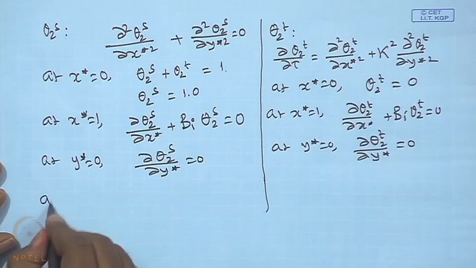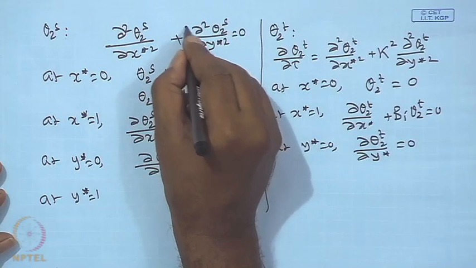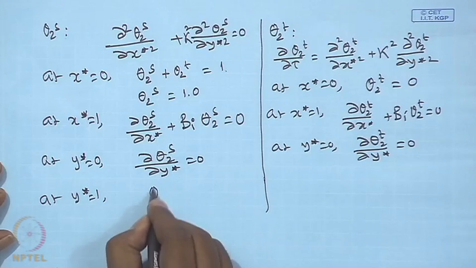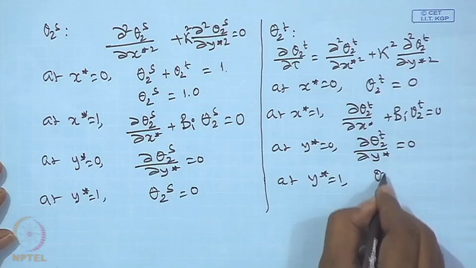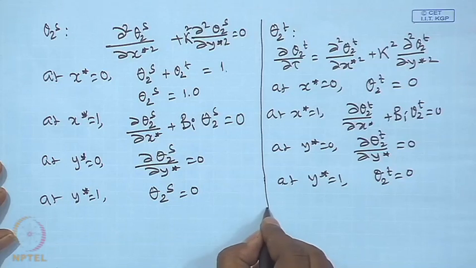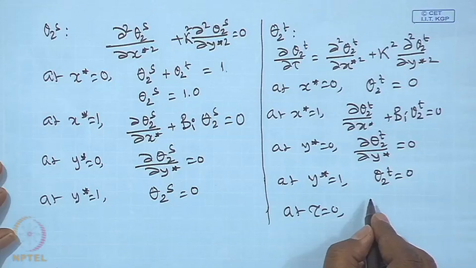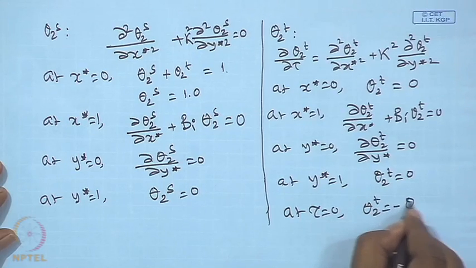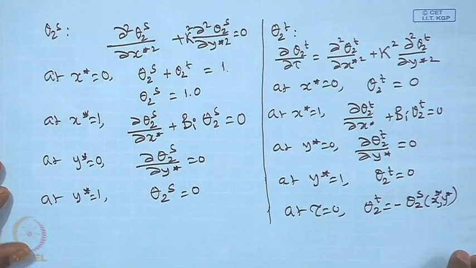And similarly, at y star is equal to 1, okay, there will be a kappa square here. At y star is equal to 1, we had theta 2 is equal to 0. So, therefore, theta 2 s is equal to 0, and at y star is equal to 1, theta 2 t is equal to 0. And let us put into the initial condition at tau is equal to 0, theta 2 was theta 2 s plus theta 2 t, that will be equal to 0. So, theta 2 t is nothing but negative of theta 2 s, which will be a solution function of x star and y star.